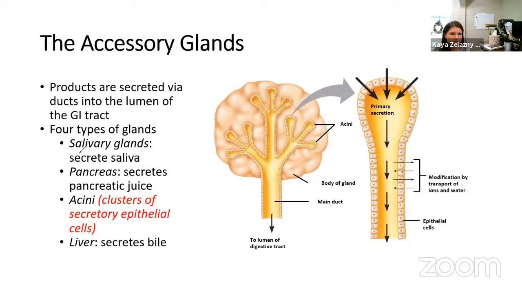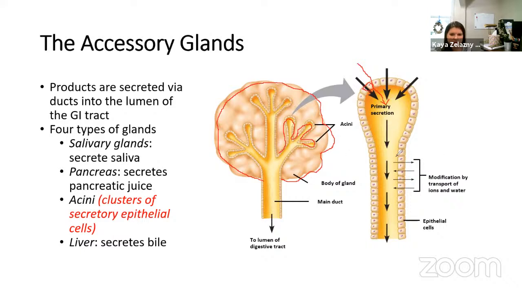So if you were to slice open a salivary gland or the pancreas and look at it on a slide, you would see that it is structured into these round structures called acini. So these are clusters of secretory epithelial cells. So we can see these branching structures with this epithelial lining. So those epithelial cells in the acini are going to be doing primary secretion. So this is basically directly secreting our initial enzymes into these ducts.